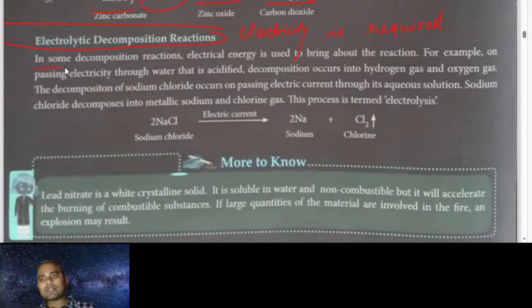Here see, in some decomposition reactions, electrical energy is used to bring about the reaction. For example, on passing electricity through acidified water, decomposition occurs into hydrogen gas and oxygen gas. The decomposition of sodium chloride occurs on passing electric current through its aqueous solution. Sodium chloride decomposes into metallic sodium and chlorine gas, student. This process is termed electrolysis, student. Okay. So this is how we are dealing with it, student.